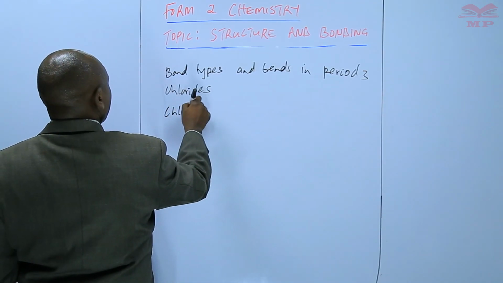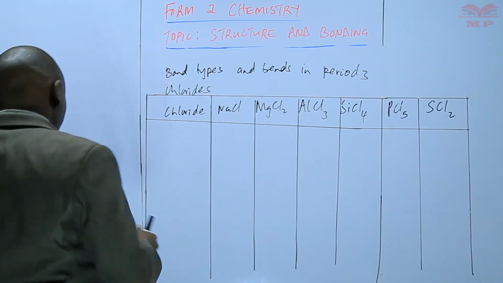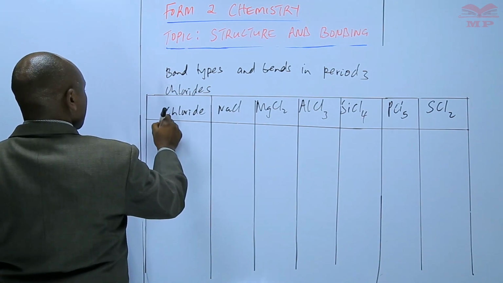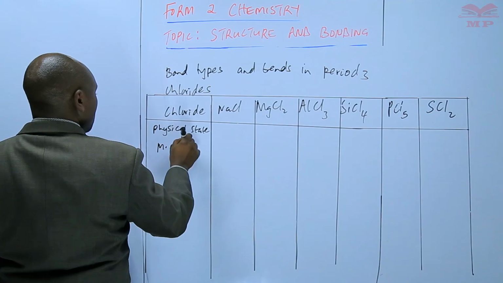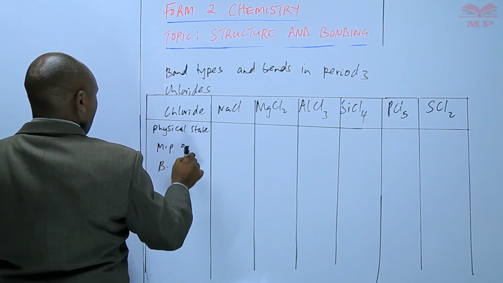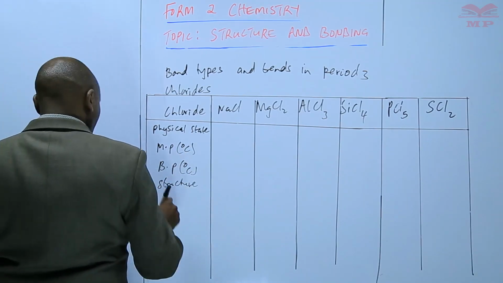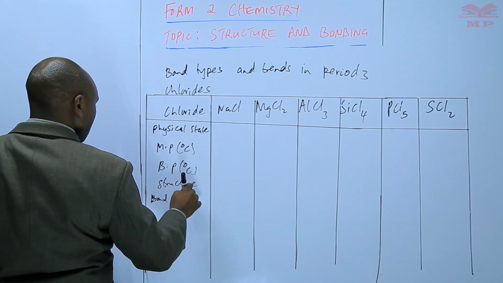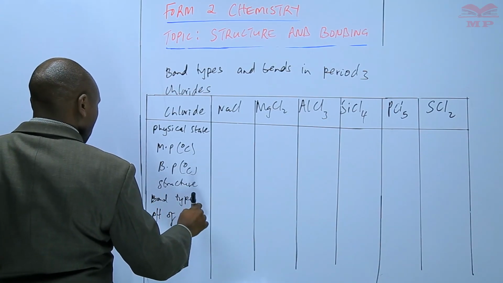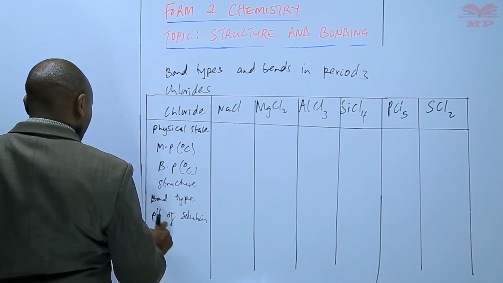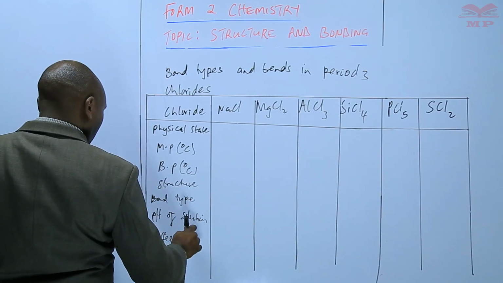So you have the chloride. In terms of the chloride, we'll start with the physical state, the melting point in degrees Celsius, the boiling point, the structure, and then the bond type, the pH of solution, and finally the effect on water.